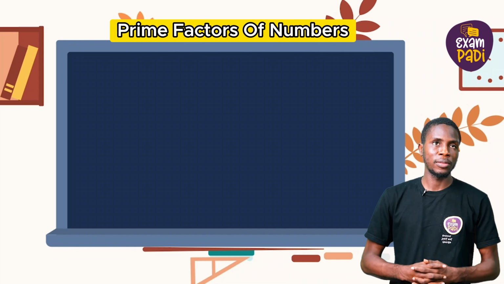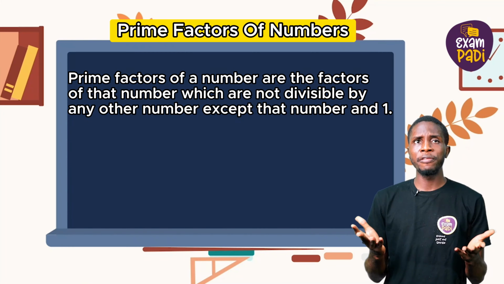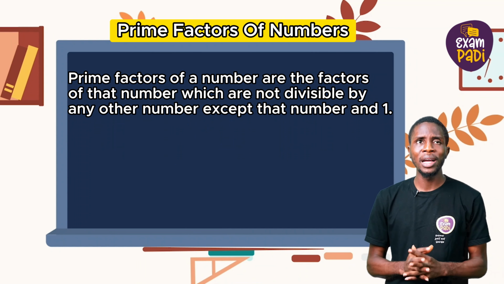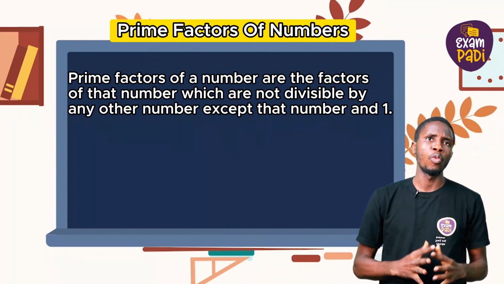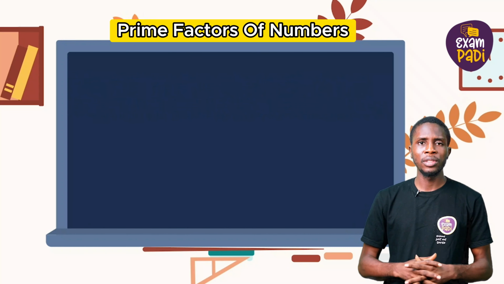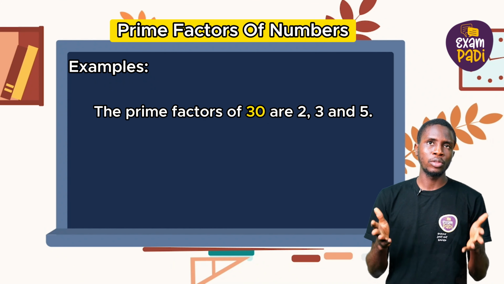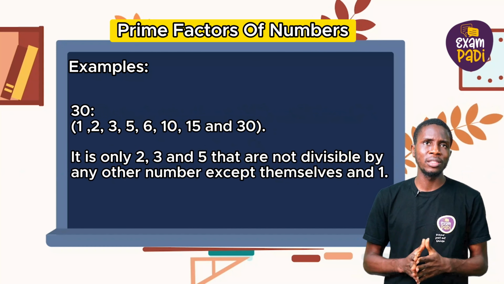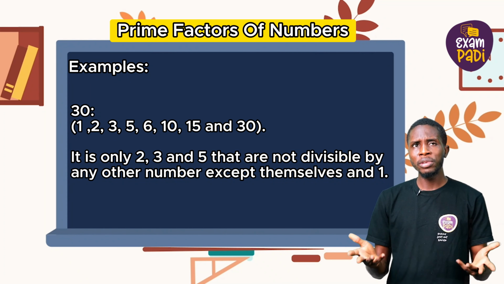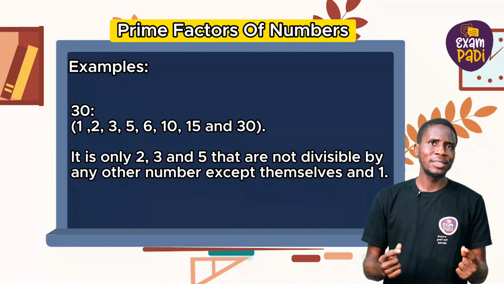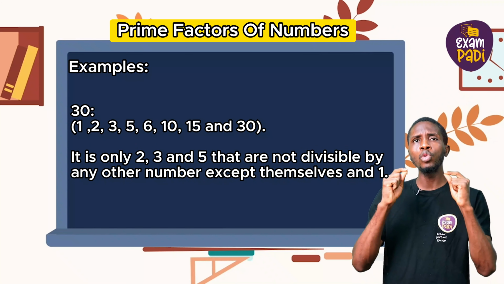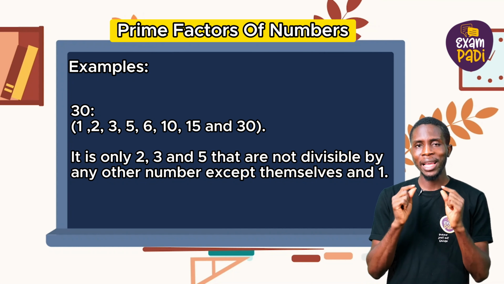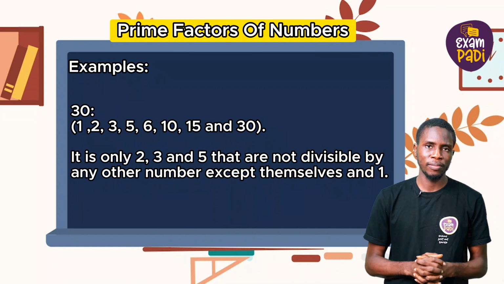Prime factors of numbers. Prime factors of a number are the factors of that number which are not divisible by any other number except that number and 1. For example, the prime factors of 30 are 2, 3, and 5, because out of all the factors of 30, 1, 2, 3, 5, 6, 10, 15, and 30, it is only 2, 3, and 5 that are not divisible by any other number except themselves and 1.